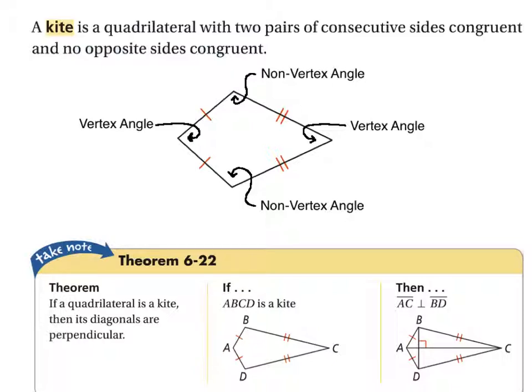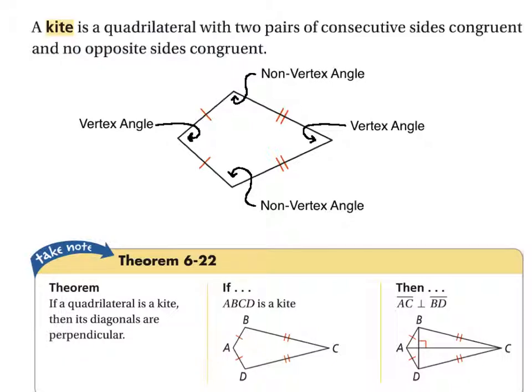Well, again, there are two other angles to talk about in a kite, and so we get real technical on how we describe those. Those are then non-vertex angles. Our non-vertex angles are just the angles formed by the two sides that are not congruent. Easy enough? Okay. So that's what a kite is.